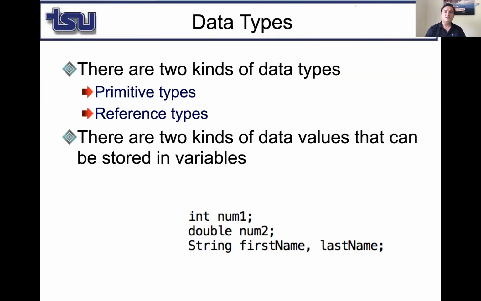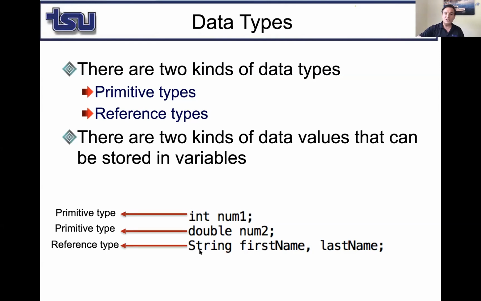There are 2 kinds of data types in Java: primitive types and reference types. And there are 2 kinds of data values that can be stored in variables. What do I mean by that? For example, int is a primitive data type. Double is a primitive data type. Look, i is lowercase, d is lowercase, okay? These are primitive types. However, String is a class because S is capital, and this is called a reference type. Primitive data types and reference types.